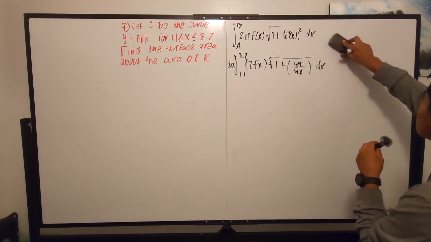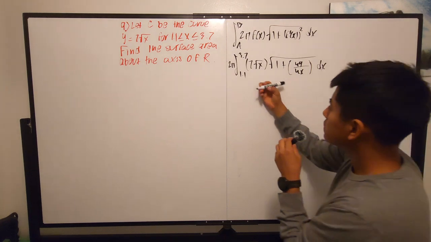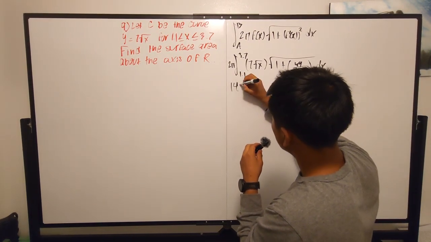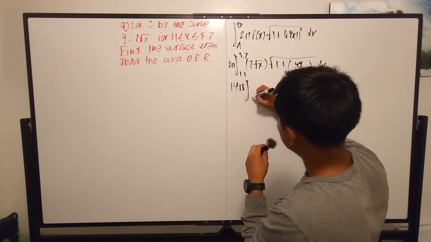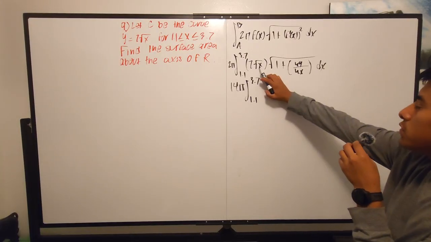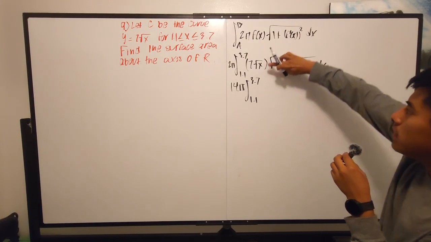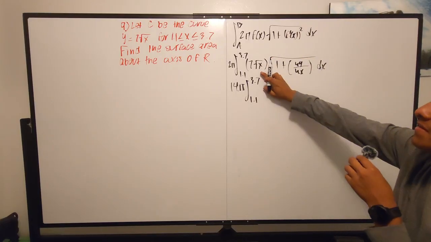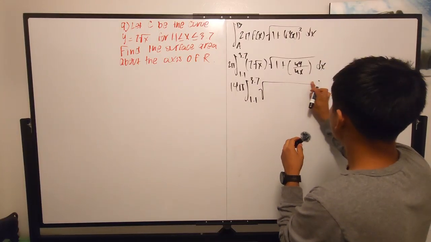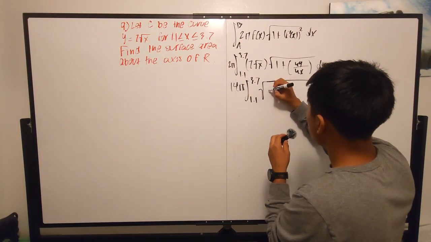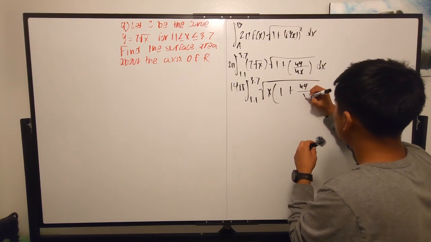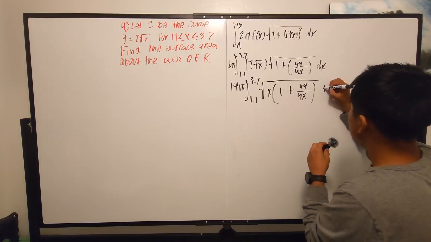Now here I have a constant that I can pull out, which is the 7. So I'm going to go ahead and pull that out. So I have 14 pi integrating from 1.1 to 3.7. And by the rules of algebra, since I have 2 square roots, I can combine them. So I'll make it all into one big square root. So I'll have x multiplied by 1 plus 49 over 4x dx.